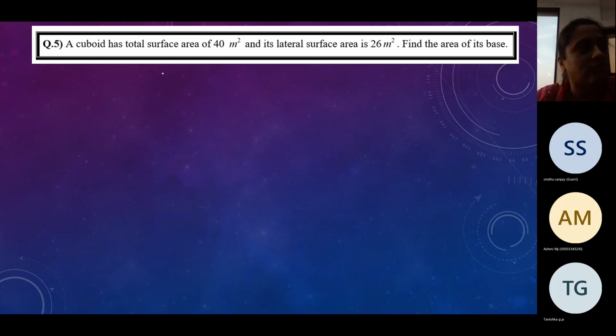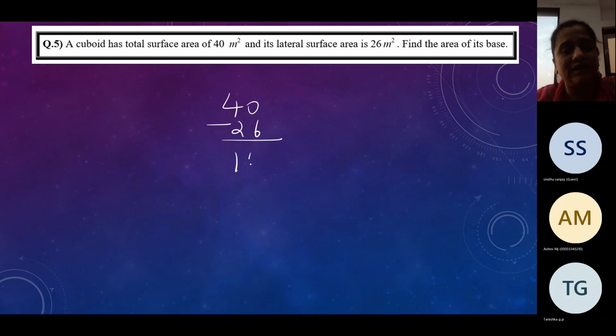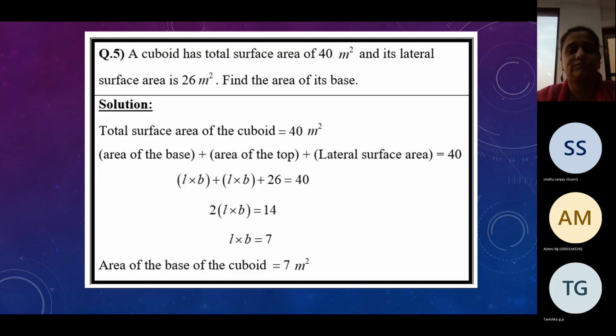The total surface area of a cuboid, meaning the area of four walls plus the area of the top plus the area of the base or the bottom. Lateral surface area is curved surface area, which is only the area of four walls. So from the total surface area, if you subtract the curved surface area, the resulting area is the area of the ceiling and the floor, or the top and the bottom. But they have the same area. So 14 by 2, 7 meters square is the area of the base.